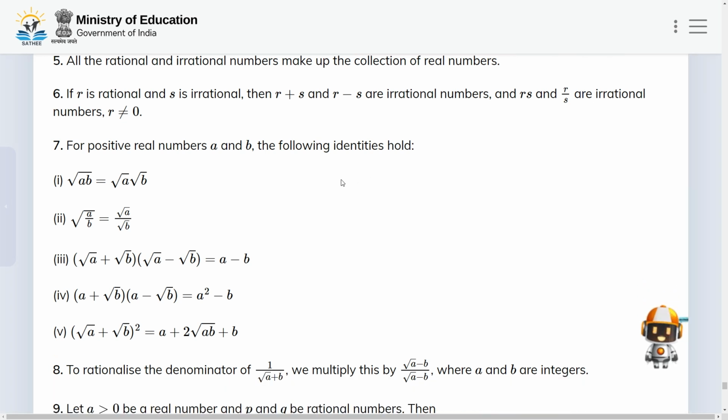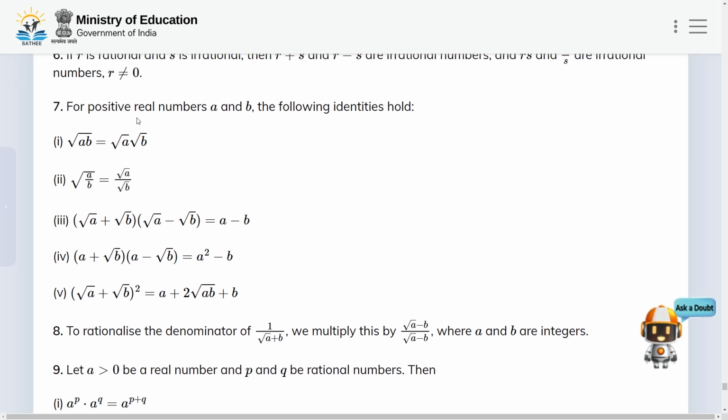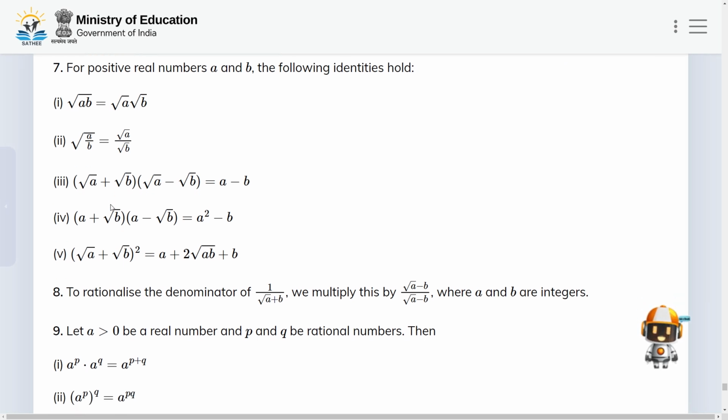And seventh point, you have studied in this chapter, for positive real numbers A and B, the following identities hold. First one is square root of AB, which is equal to square root of A into square root of B. And second one is square root of A by B, equal to square root of A by square root of B. And third identity is square root of A plus square root of B into square root of A minus square root of B, which is equal to A minus B.